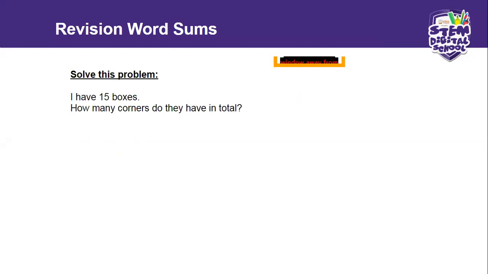I have 15 boxes. And how many corners do they have in total? Just think about the box and think about how many corners one box has. Try working it out for us.